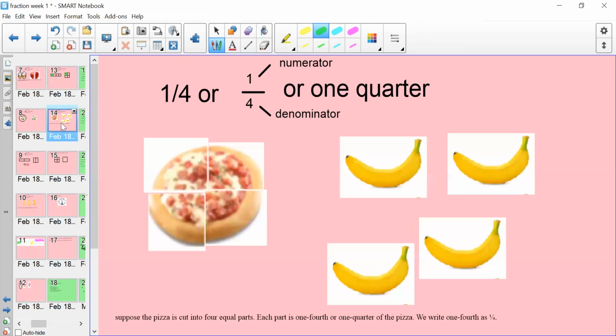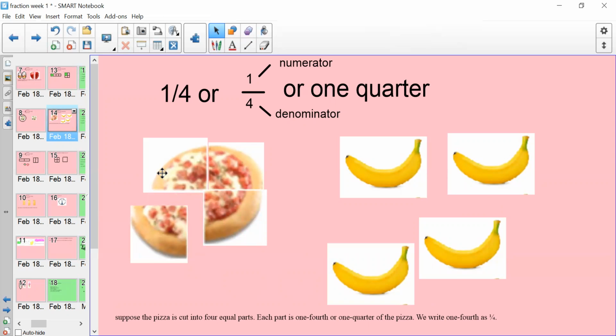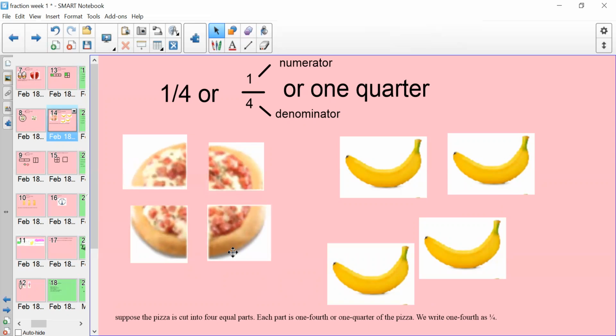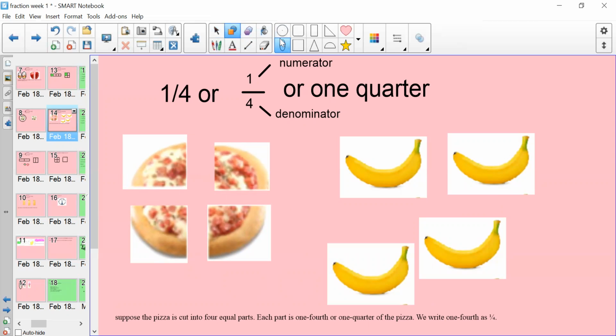Okay, so if we have a look at the next picture, we've got a pizza and we've got 4 bananas. So let's look at the pizza first. So if I cut this pizza into 4 equal parts, each part is 1/4 or 1/4 of a pizza. We write that as 1/4. Okay, so this is 1, 2, 3, 4. So one of these pieces is 1/4 of the whole pizza.